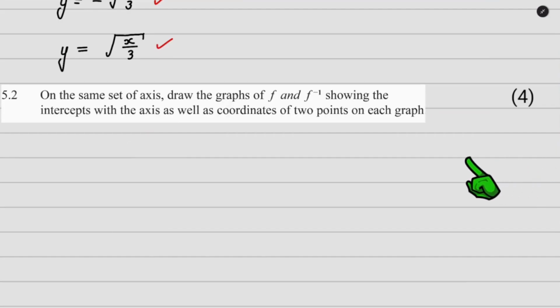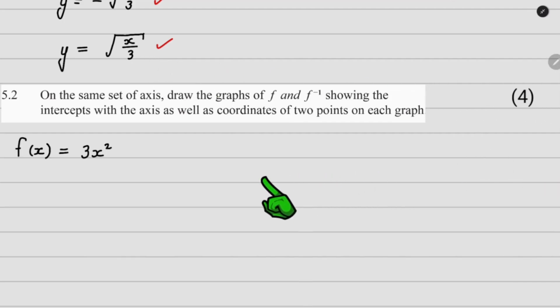5.2 asks us to draw both the quadratic function f and its inverse, showing the intercepts with the axes as well as 2 points on each graph. So I'm going to start out with f. That's much easier to draw than this thing. So let's grab f's equation quickly.